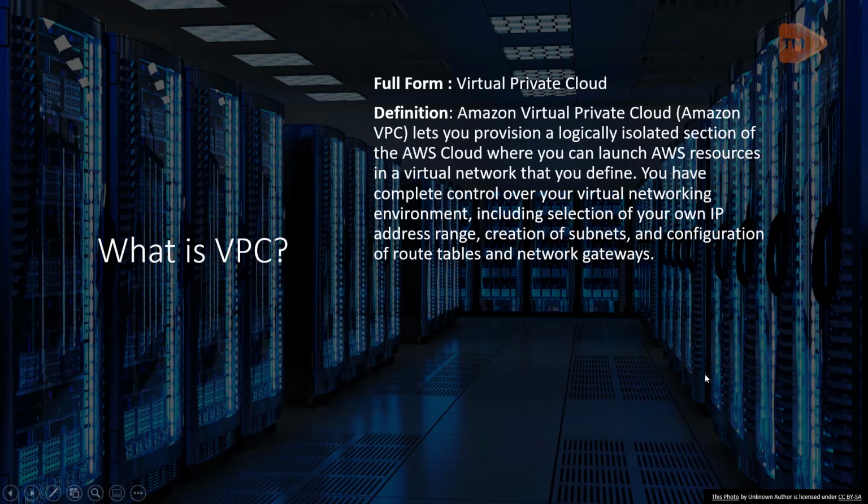And it goes further. You have complete control over your virtual networking environment, including selection of your own IP address range, creation of subnets, and configuration of route tables and network gateways. So what it means is that just like how you would use a data center to provision all your resources, be it networking, the IP address range, route tables, you can put up internet gateways, whatever you need to do. That's exactly how you would set up your physical data center. That's how you would be setting up a virtual private cloud.